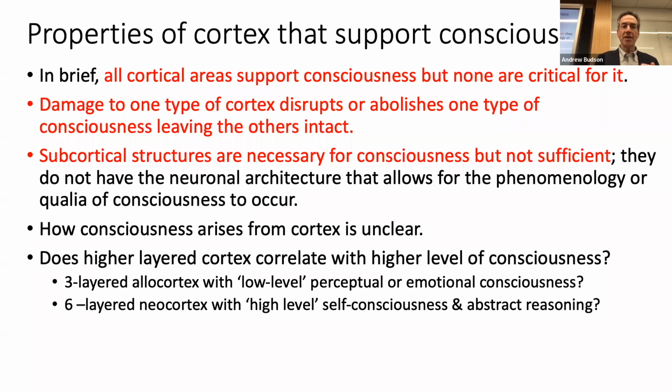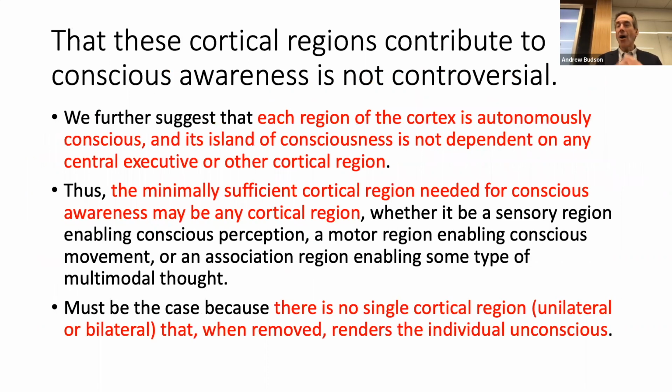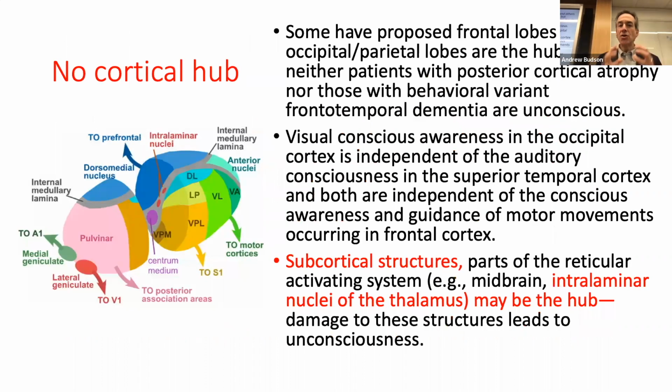Subcortical structures are definitely necessary for consciousness, but I don't think they're sufficient. I don't think they have the cortical architecture that is necessary. I also don't think that there's one area of consciousness that is the hub. I think that any cortical region is sufficient in and of itself of producing conscious thought. But I do think there are subcortical structures that probably help to figure out, are you processing visually conscious? Are you processing sensory conscious, these different aspects of consciousness?